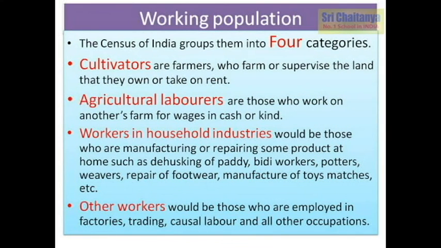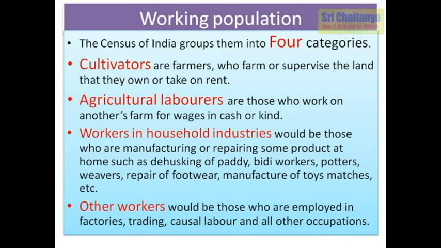Working population. The census of India groups them into 4 categories: cultivators, agricultural laborers, workers in household industries, and other workers. Cultivators are farmers who farm or supervise the land that they own or take on rent. Agricultural laborers are those who work on another's farm for wages in cash or kind.